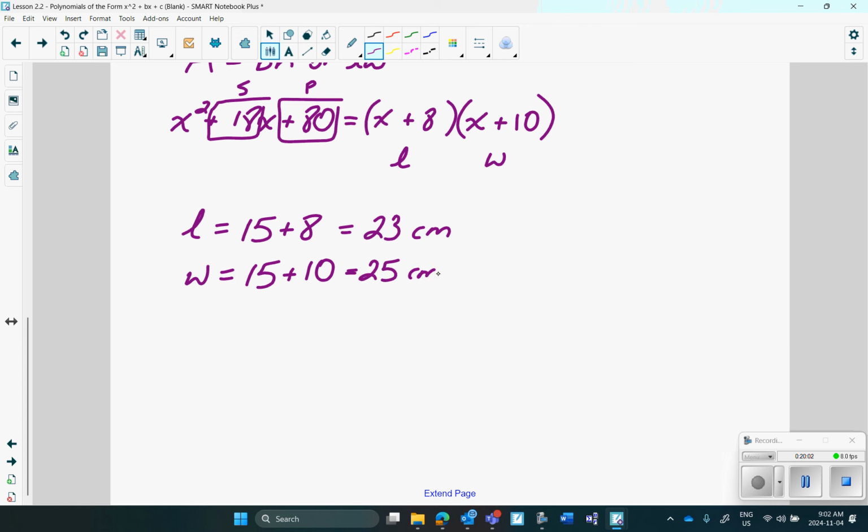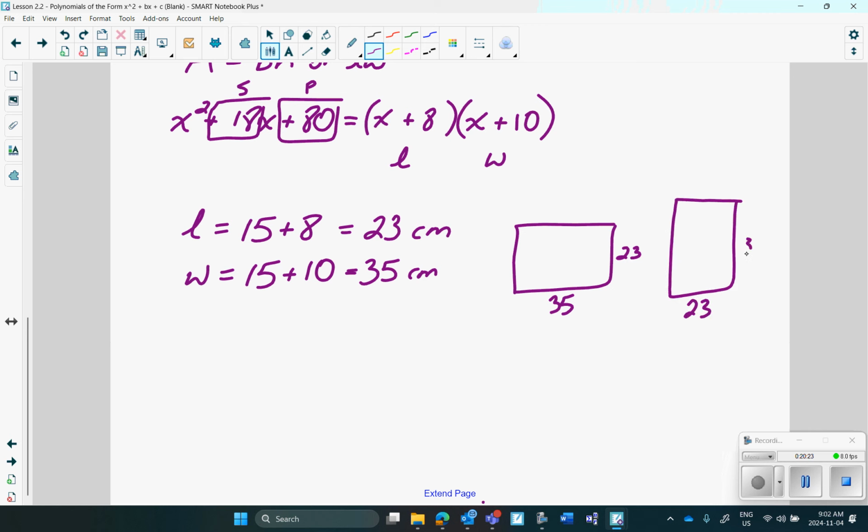Let's try 35. Dr. Team on mental math. So it could look like this: 35 by 23. Or if you did it the other way around, it could look like that. But these are the same rectangles. So there's actually two possible answers for this. Okay?